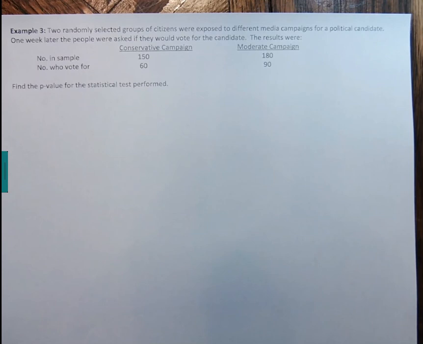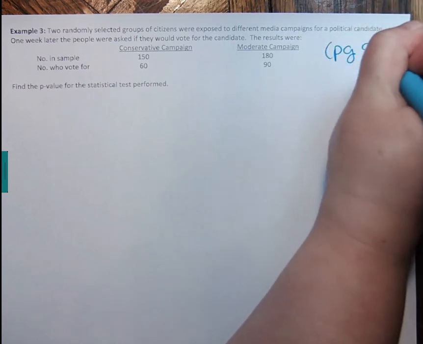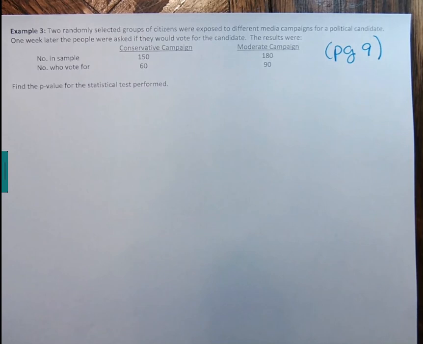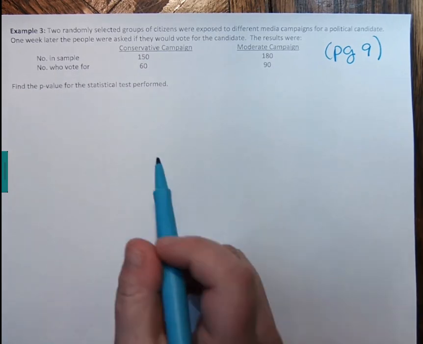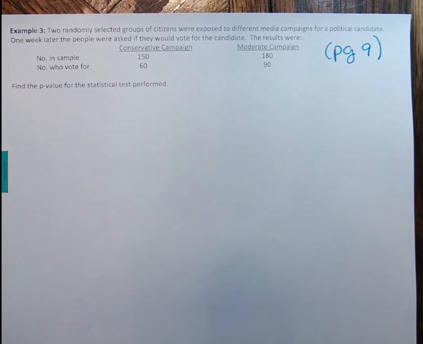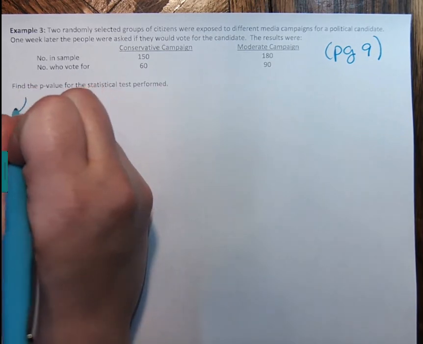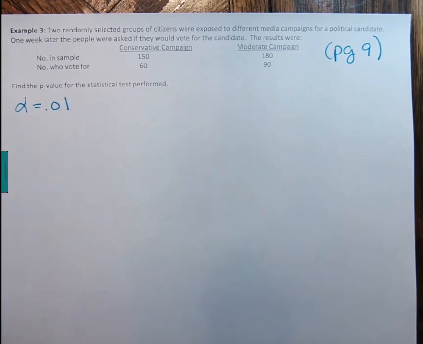If you have a look at page 9, we've already worked this problem, and you'll see it right here. What I would like you to do for this problem is the same thing we did before. I'd like you to find the p-value, and then I'd also like you to find what the conclusion would be at alpha equal to 0.01. When you write your conclusion, do what we did last time: write your conclusion like you normally would, but put the p-value at the end.